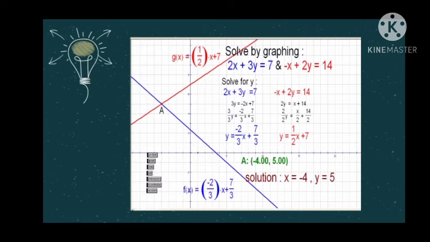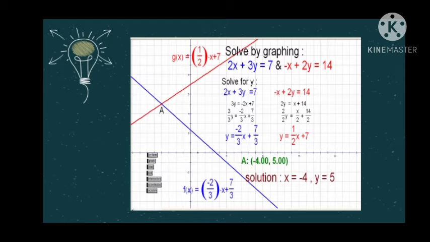We can see how the graph is here. Solve by graphing 2x plus 3y equals 7 and negative x plus 2y equals 14. First, we solve for y.